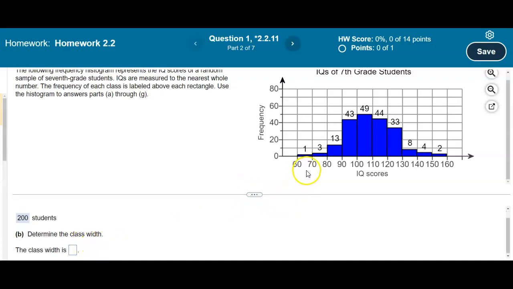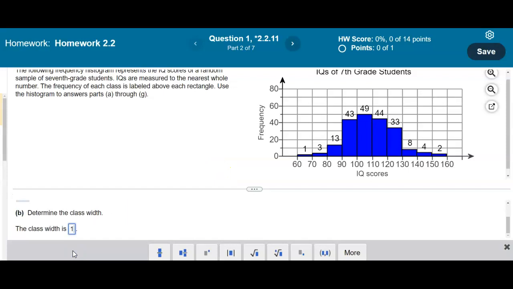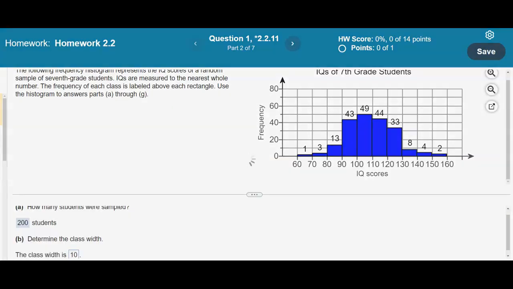Okay, the next question says to determine the class width. Now remember, the class width is taking a look at the lower class limit and the upper class limit, which is 60 and 70. So if we subtract 60 from 70, which is 70 minus 60, we end up getting 10. Therefore, the class width is going to be 10.